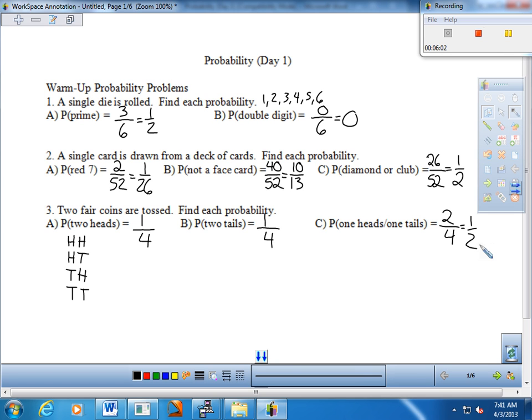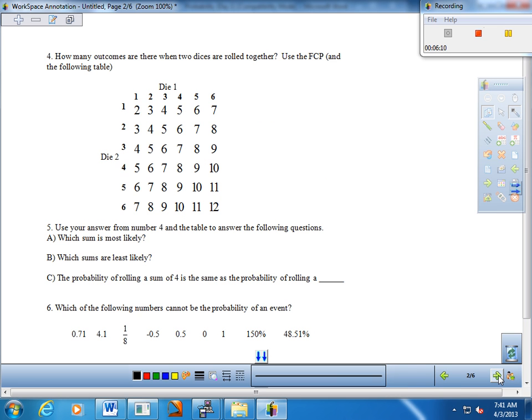All right, so we've got a die, cards, coins, looking good. Let's keep it going. All righty, number 4. How many outcomes are there when 2 dice are rolled together? Use the fundamental counting principle and the following table. All right, sounds good. So I created a nice little table for you, and here's what I'm thinking with this. If you guys want to box this on up, that would be great. Something like this.